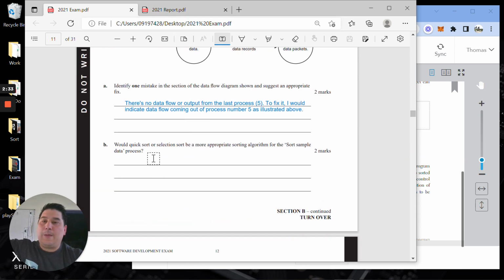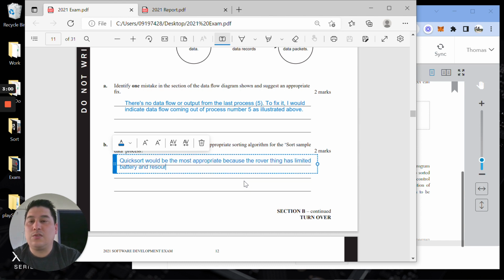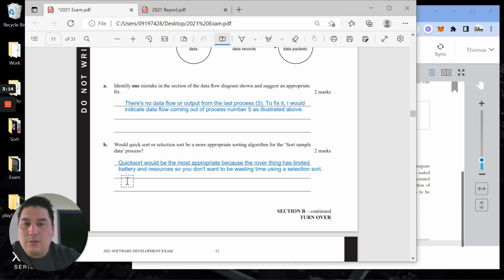We're not only wasting time using a selection sort. So the answer would be quicksort would be the most appropriate. That's 1 mark, because here's the second mark. The rover has limited battery and resources, so you don't want to be wasting time using a selection sort. Basically, you could probably word that a little bit better.